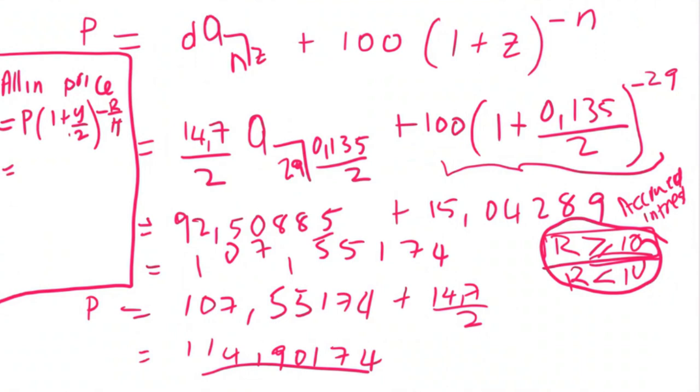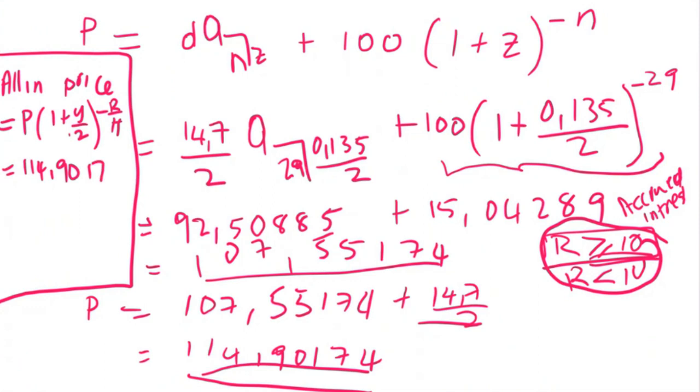Remember, you are working with this P, the one that you've already added to. You don't work with the one that you originally calculated. So your P is going to be equal to 114.90174, okay, into 1 plus, remember, your yield to maturity is equal to 0.135, okay, 0.135 divided by 2, to the power, what was our R?